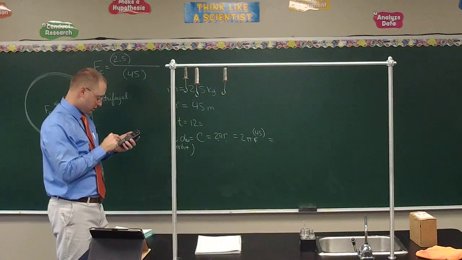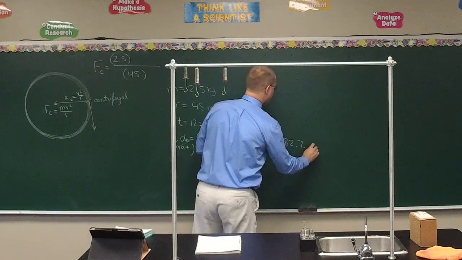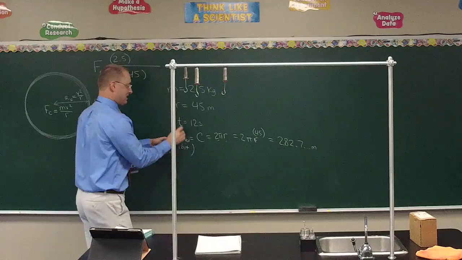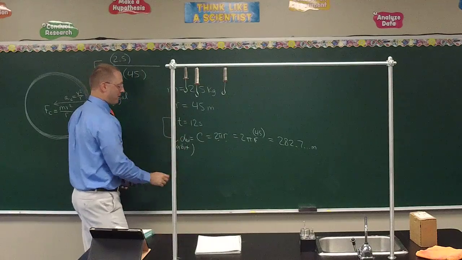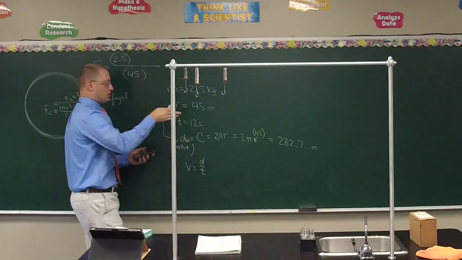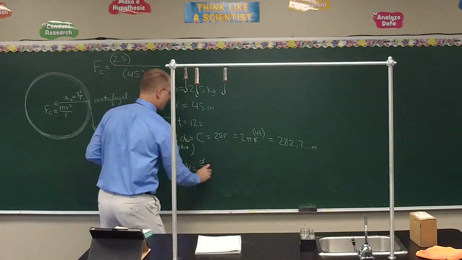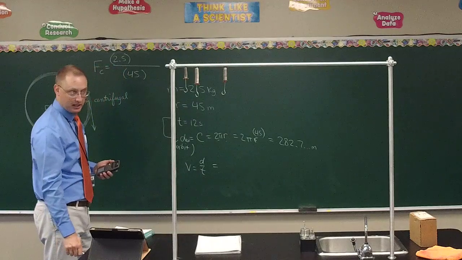282.7 meters. And it travels that distance in 12 seconds. How do I find velocity? d over t. So if I know the distance is 282.7 and I divide that by 12 seconds, what is the velocity of this plane?